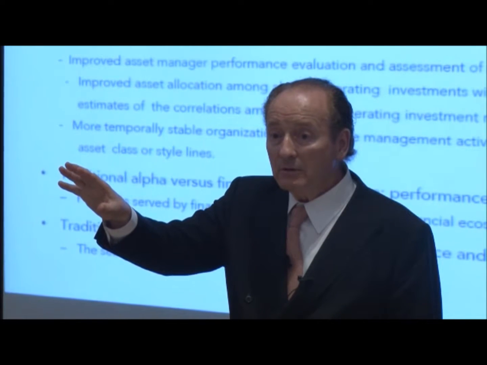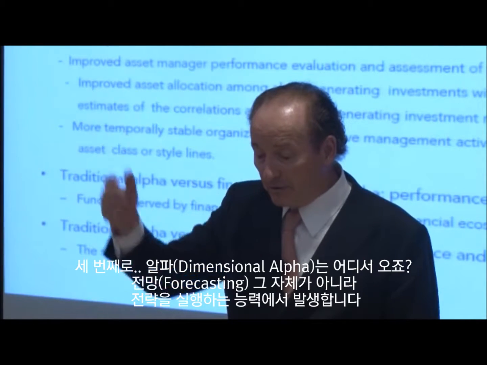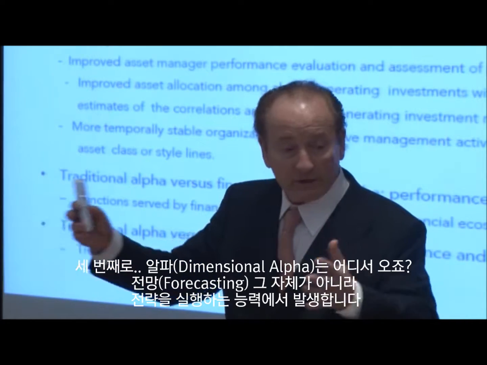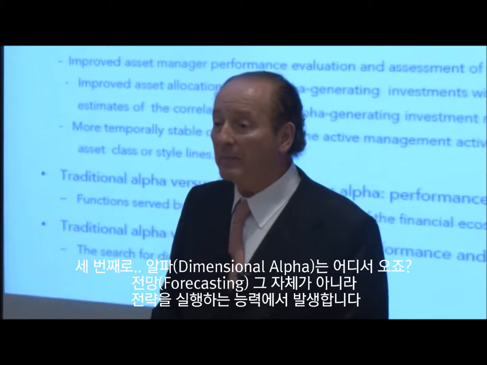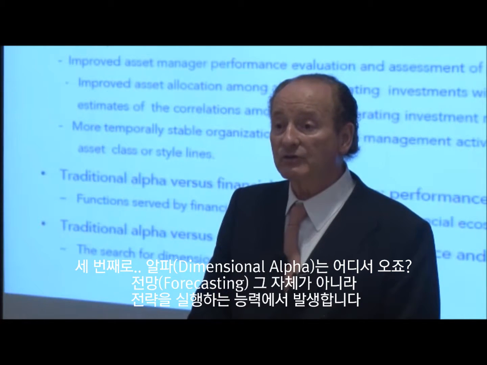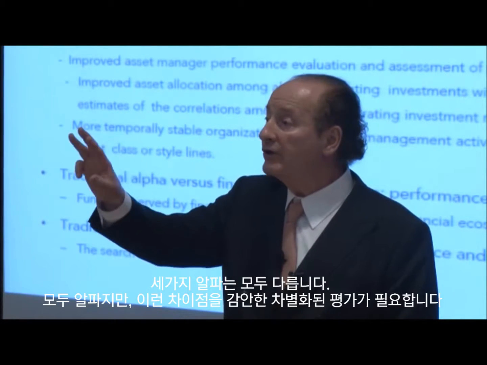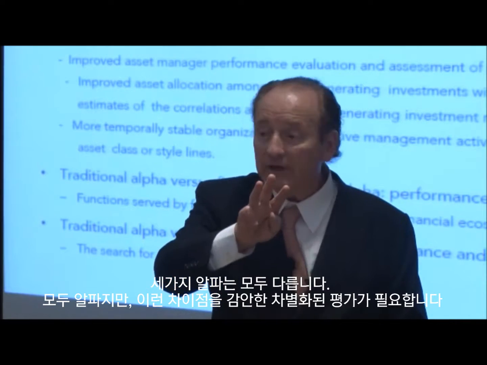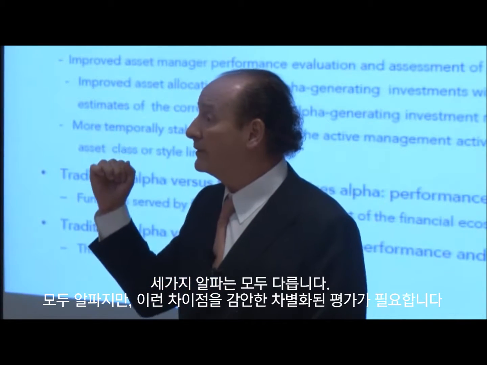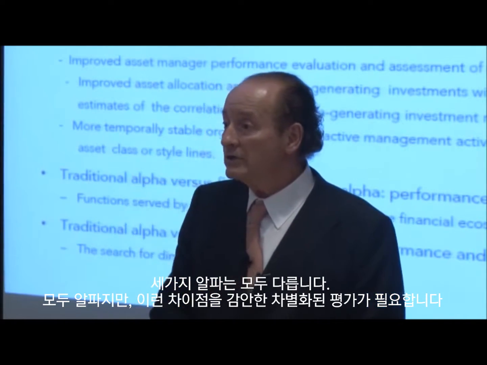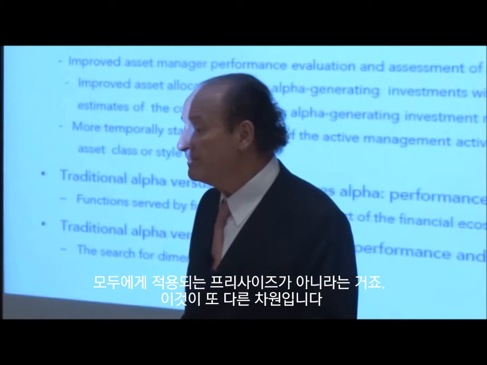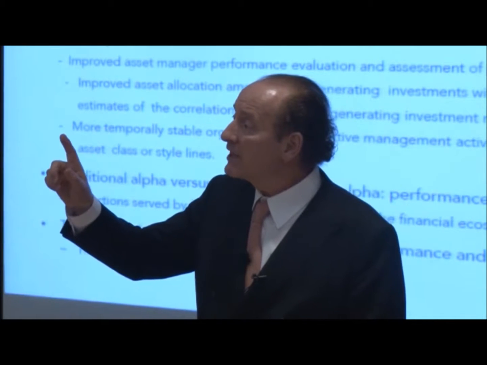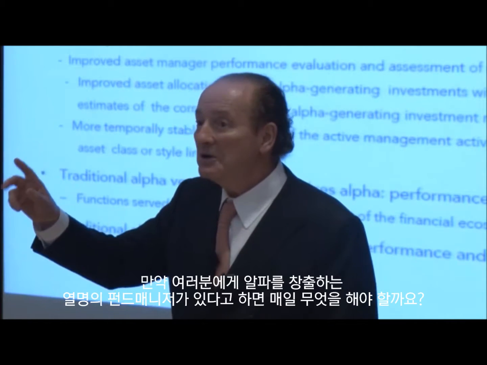Third one would be the same with the dimensional ones. Where does that come from? Well, that's not forecasting. It comes from the ability to implement that strategy in a certain way. All three are different, therefore they require different assessments, even though they're all alpha. It's not one size fits all. So this is another dimension. Now, that's helping in picking managers.